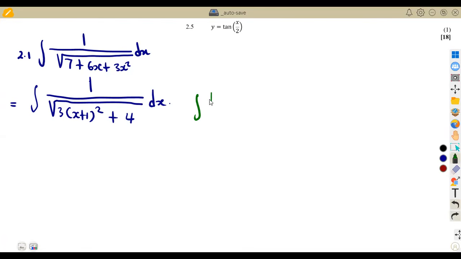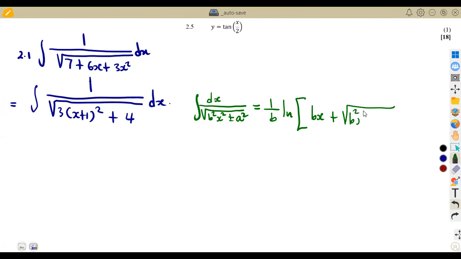So that's why you see there it's given as the integral of dx over the square root of b squared x squared plus or minus a squared. This is going to give us 1 over b. I'm just taking the formula that I showed you exactly as it is so that we can be together: the ln of bx plus the square root of b squared x squared plus or minus a squared, plus the constant of integration.